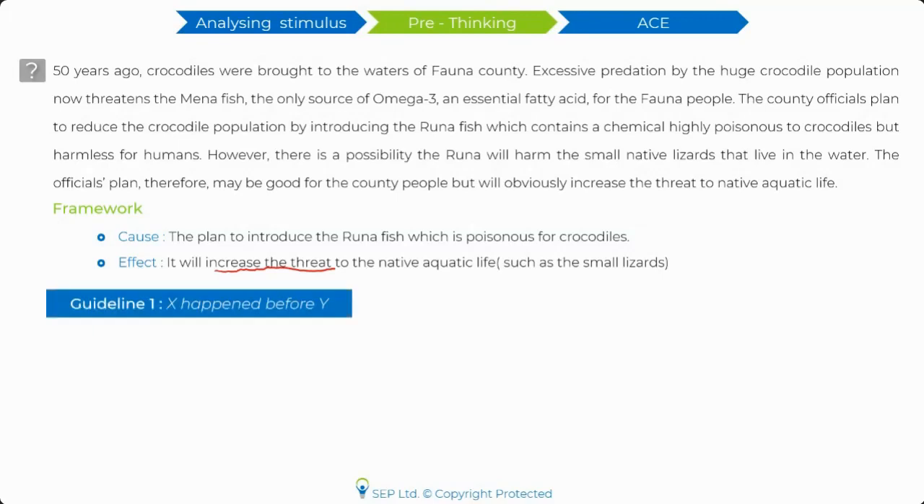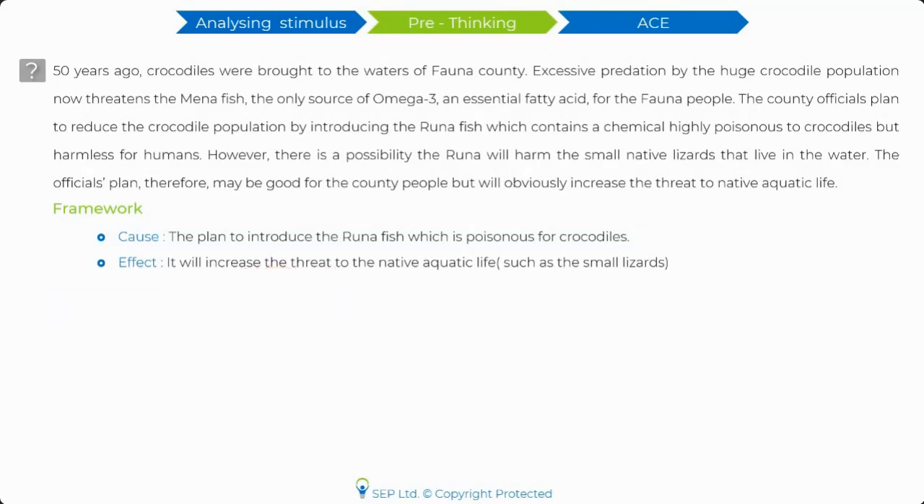Guideline one, X happened before Y. It does not apply here because the plan is not in action. The plan has not been put into action, so we can't say X happened before Y. Let's look at guideline two.